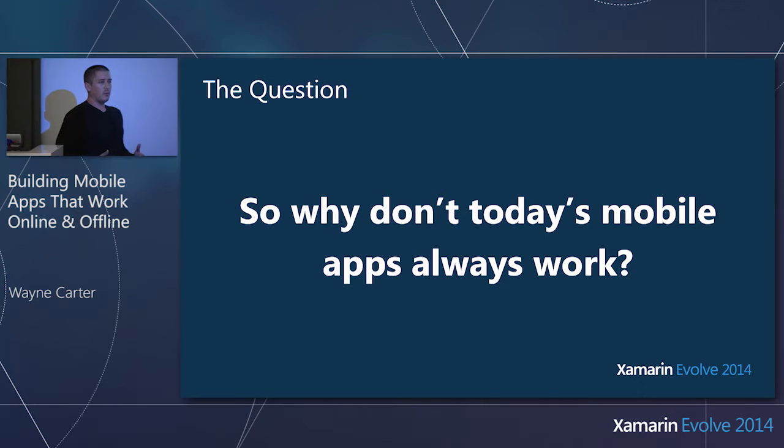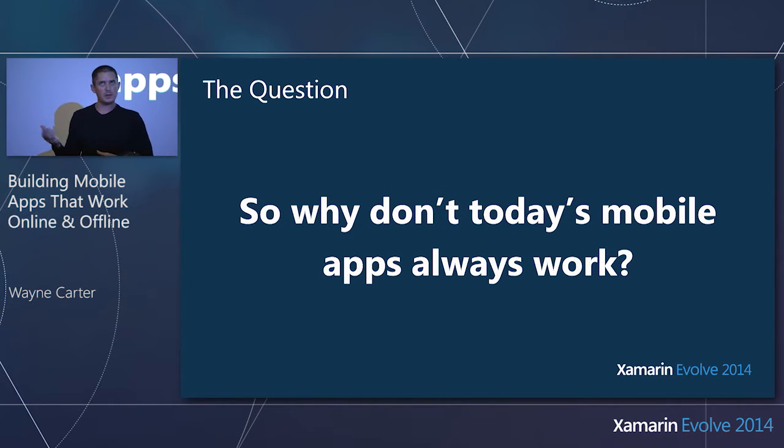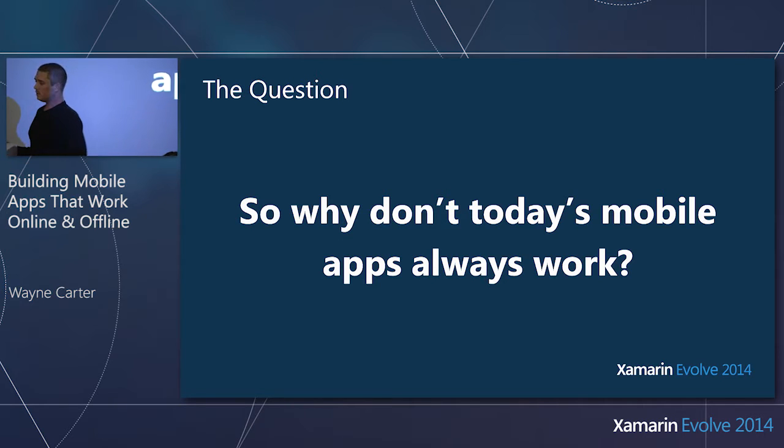So we all want to build mobile applications that always work. I feel like that's a pretty good goal. So the question is really, why don't our mobile applications always work? And why do we have a variable experience when we're talking about the performance of the applications, meaning how fast are they? So why are they sometimes fast and sometimes slow?